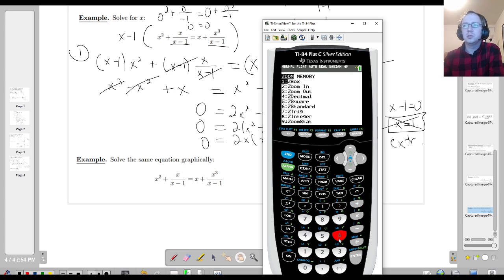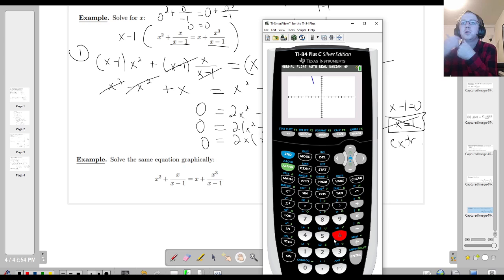Let's put this in zoom standard and see if we can find those intersection points of the graphs. Here comes my first graph in blue. Very strange looking function. Here comes my second graph in red. I'm hoping I can find the intersections of these. Where is that red graph? There it is. I see one intersection point and some weirdness going on there.